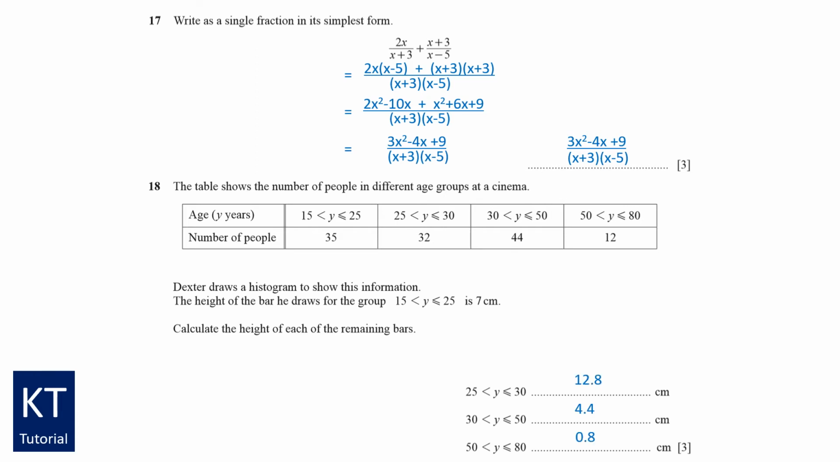From the given information, the height of the first bar is said to be 7 cm. 7 cm is made out of 2 times 35 divided by 10. Hence, the second bar is 2 times 32 divided by 5, the third being 2 times 44 divided by 20, and the fourth being 2 times 12 divided by 30.